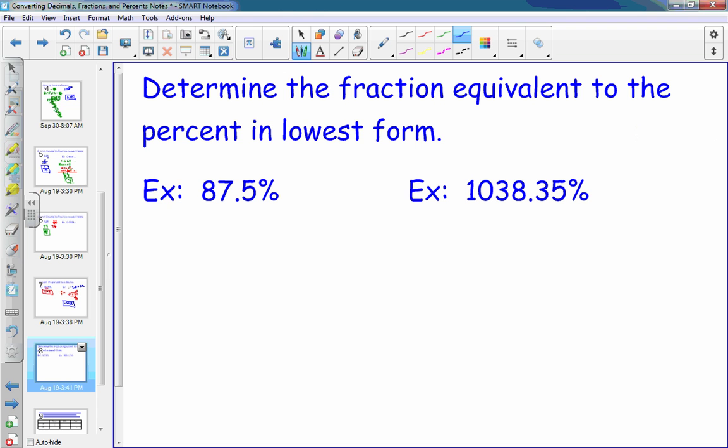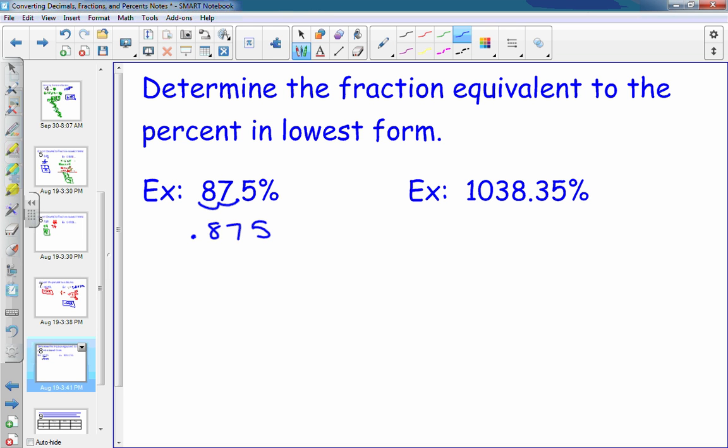Determine the fraction equivalent to the percent in lowest terms. Guess what I gave you this time? I gave you percent, and what am I asking for? I'm asking for a fraction. So wouldn't it be smart for me to get it out of percent and put it into a decimal first, right? Okay, so let's put this into a decimal, which means I have to move this over 2 places to the which direction? To the left, 1, 2. So this is 0.875. That's my decimal.